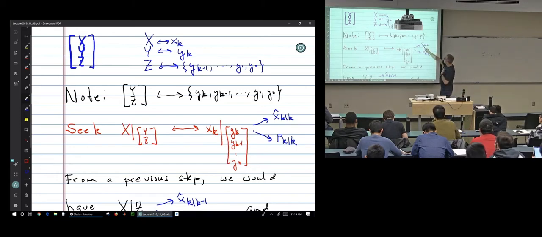This gives us the conditional mean of x at time k given all of the measurements up to time k. And this is the conditional covariance. So this is what we're after, x conditioned on all of the measurements, y0 up to yk. This is a conditional covariance of time k given the measurements up to time k.